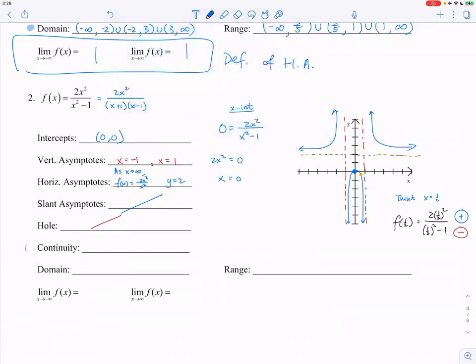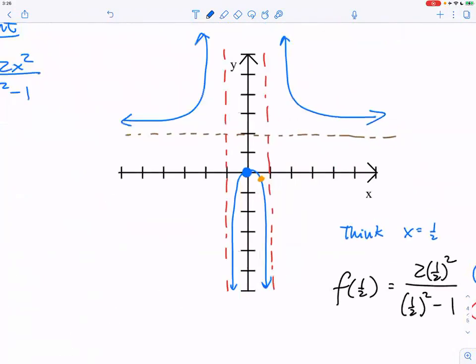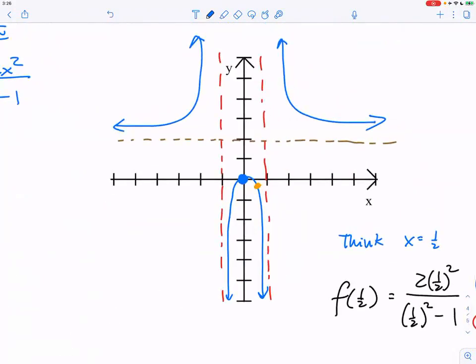And discontinuity, where are we disconnecting on the graph? In this case, we don't have holes, so we're just disconnecting at the asymptotes. x equals -1, x equals 1. Those are the two x values where the graph got disconnected.